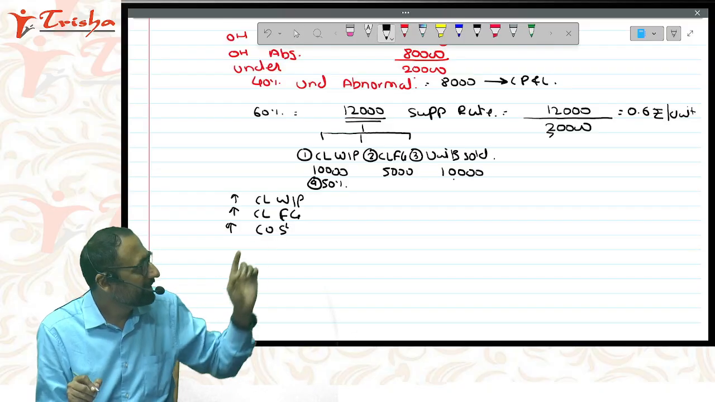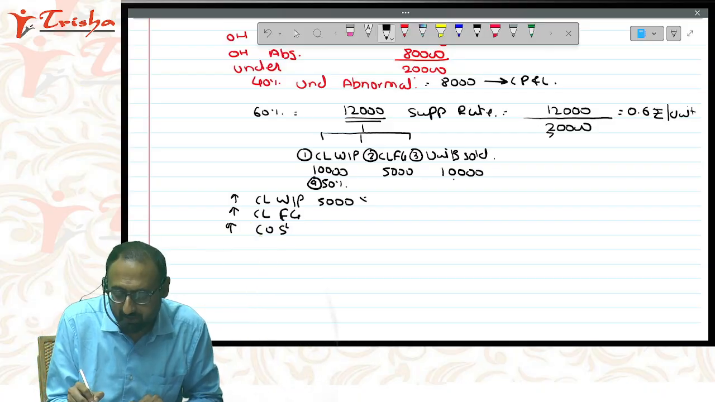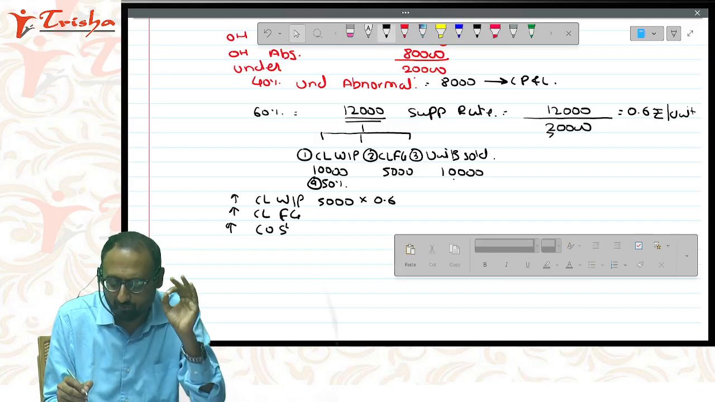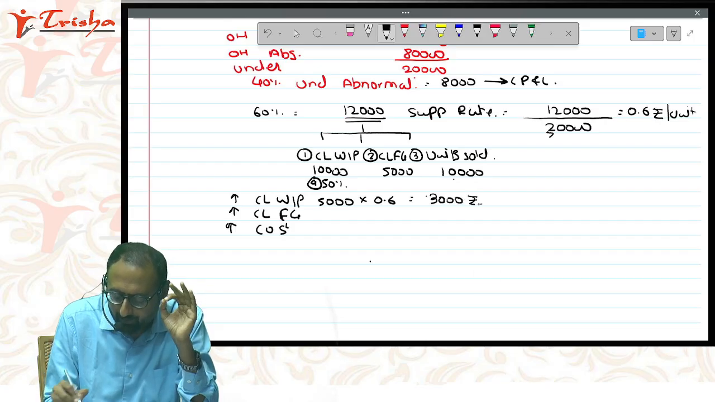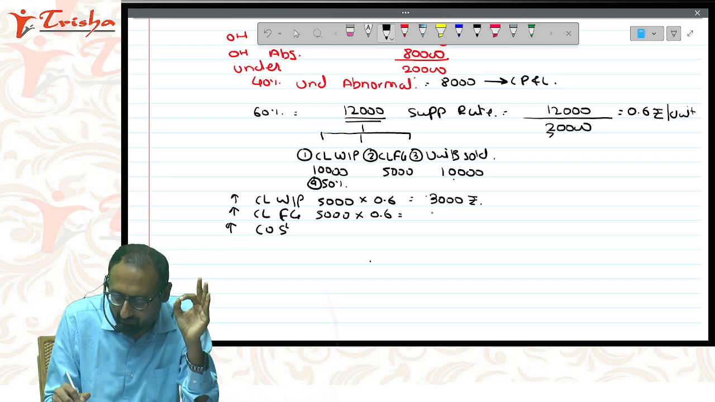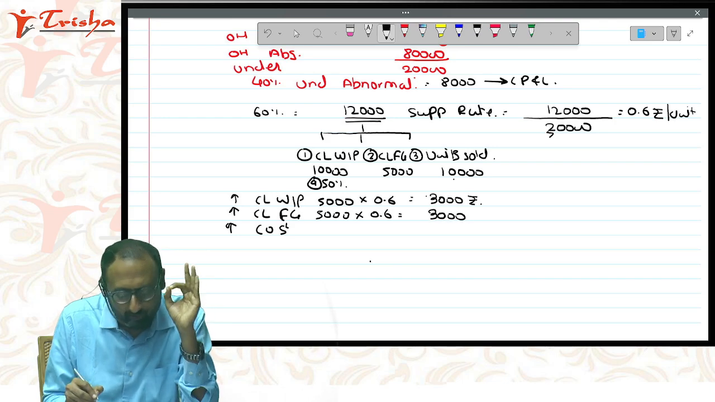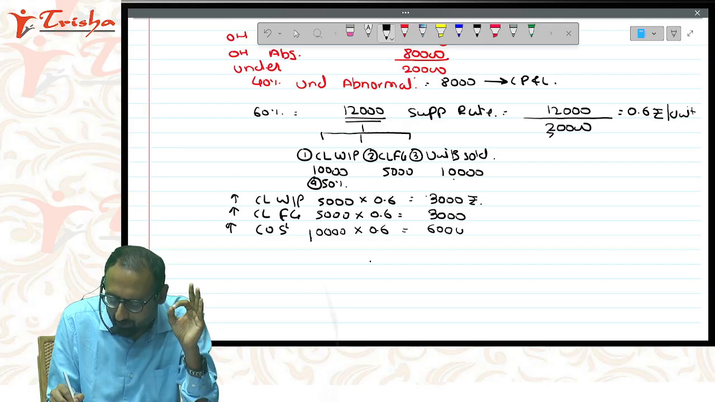Equivalent units of closing stock of WIP are 5,000 multiplied by 0.6, so increase the closing stock of WIP by 3,000 rupees. Again, closing stock of finished goods 5,000 multiplied by 0.6 is equal to 3,000. Units sold are 10,000, multiplied by 0.6, the answer comes to 6,000. You can check that 12,000 is completed.